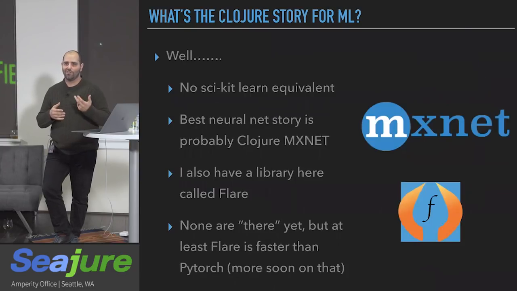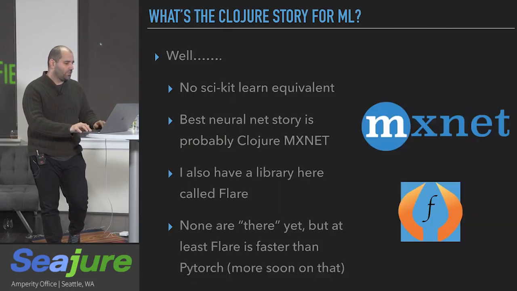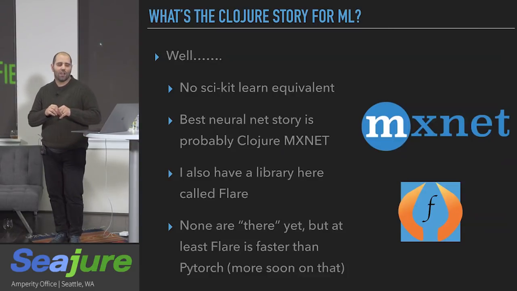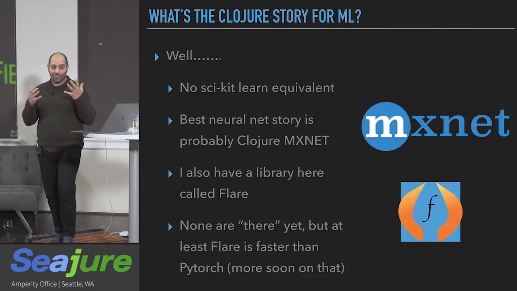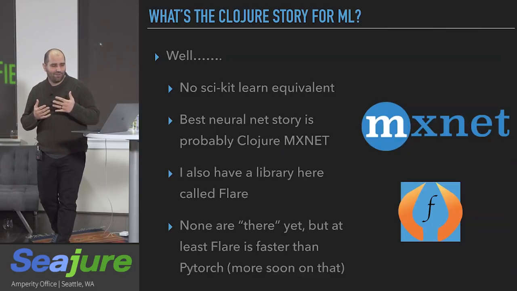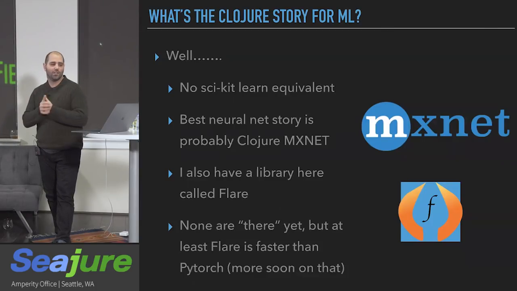But the Clojure story is a lot less good. I think there's not really a Scikit equivalent. I think Incanter was probably the closest thing. I wrote a neural net library, and I actually gave a talk here about a year ago on it called Flare. I actually really like it. I like it better than PyTorch in terms of ergonomics, but it doesn't have anywhere near the same level of things operating within it. And the GPU story is a nightmare, which is something we'll talk about. In part, that's due to how Java and some of the Java GPU stuff works. But the best neural net story in Clojure is probably MXNet.